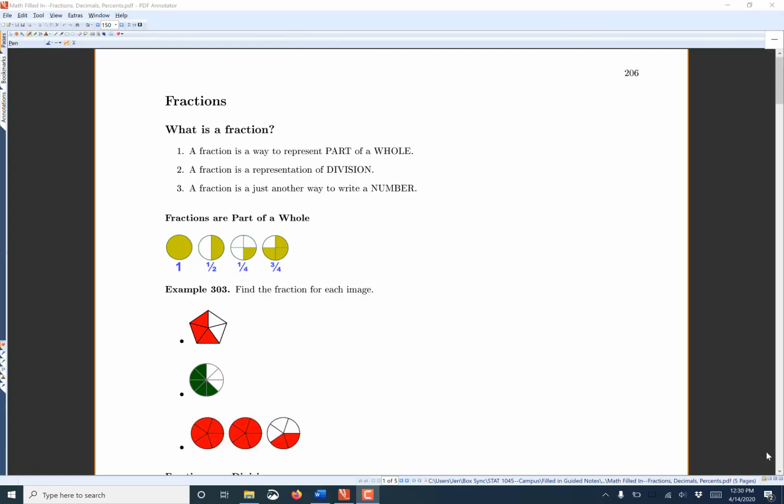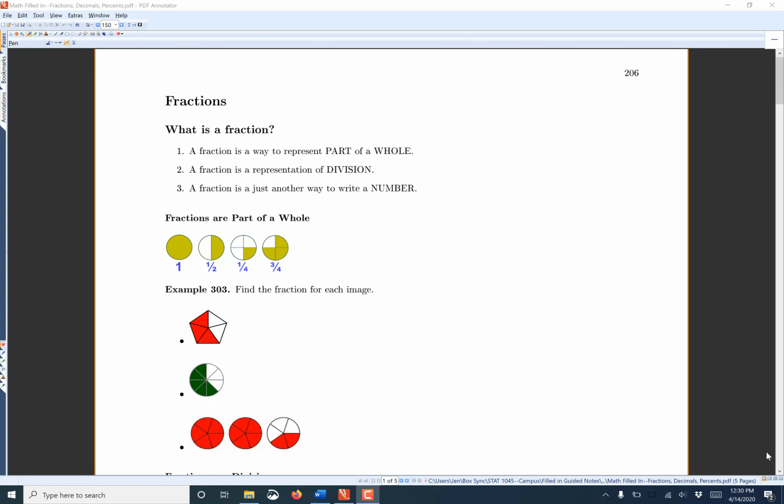This video will cover fractions, decimals, and percents. Let's start with fractions. So what is a fraction? A fraction is just some way to represent part of a whole, or it's a representation of division. Or you think of it as just another way to write a number. So fractions are part of a whole.